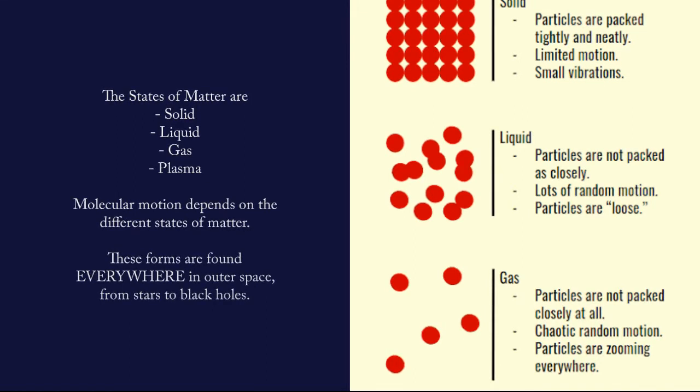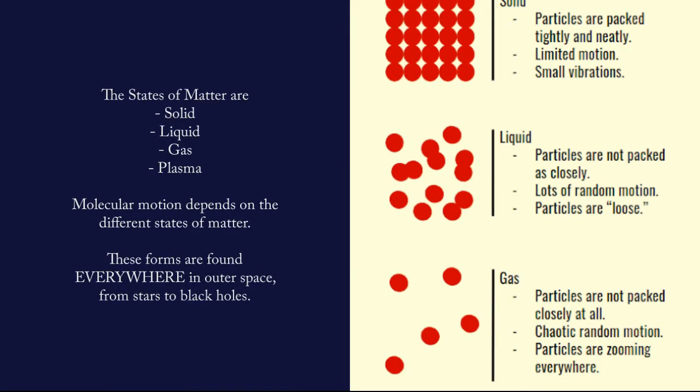Solids. Atoms are packed tightly, which restricts their motion. Solids have a definite volume and shape. Examples include planets, comets, and stars.